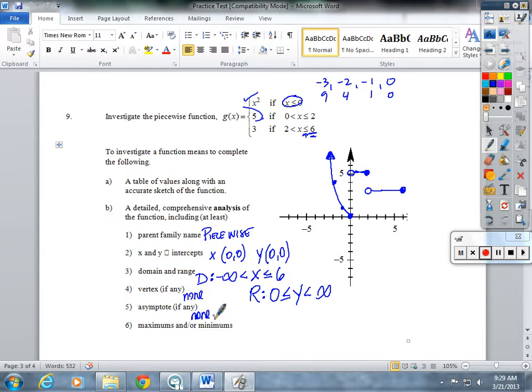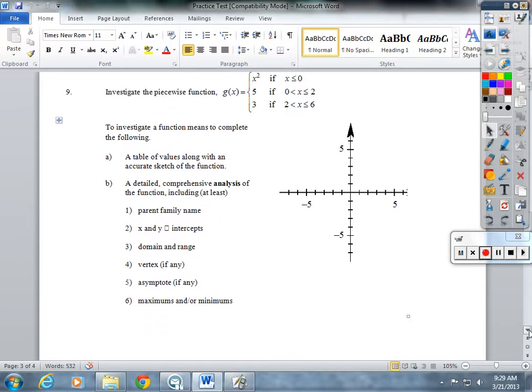Okay, maximums and minimums. Maximum here would be infinity, but that's not a coordinate, so we're not going to record that one. Minimum here would be 0, 0. Okay, so that's what an investigation of a piecewise function would look like. All right, moving on. Let's take a look at the next problem here.